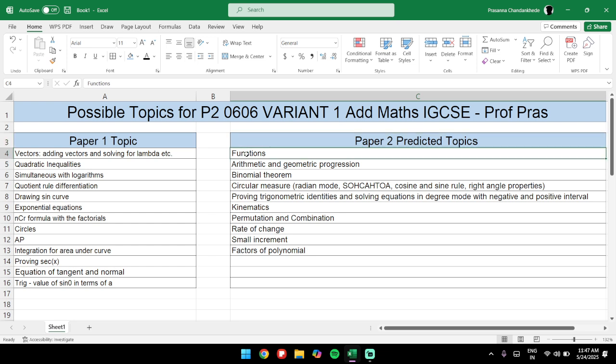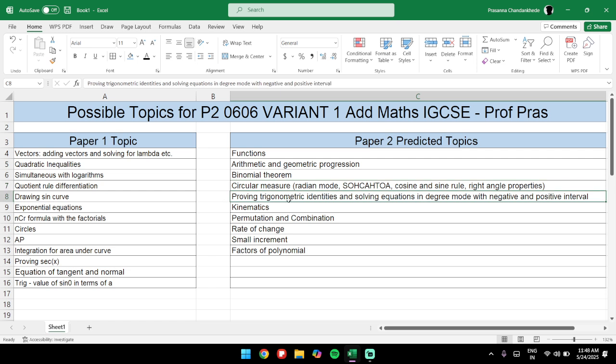Functions, it's very highly likely functions will come. Like I can almost guarantee functions would come. Now, maybe arithmetic progression wouldn't come because it came, but geometric progression can still come. So it's always good to prepare that. Binomial theorem can also come, high chances. Circular measure, another topic I think should definitely come, where we have to remember that you set your calculator to radian mode. You may have to use SOHCAHTOA, the cosine sine rule, right angle properties, and all those circle properties that you should know, which are a prerequisite because of maths.